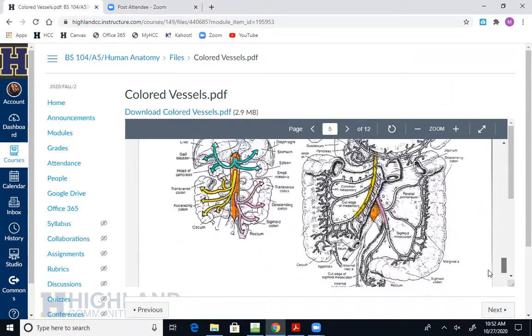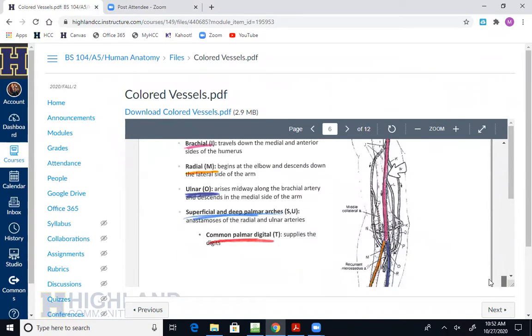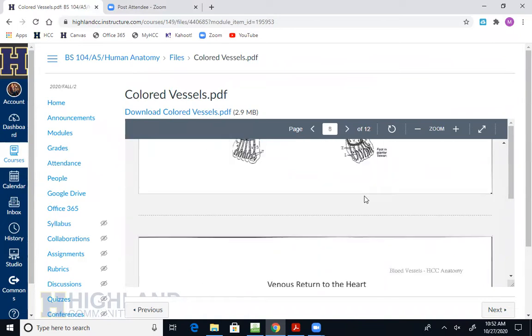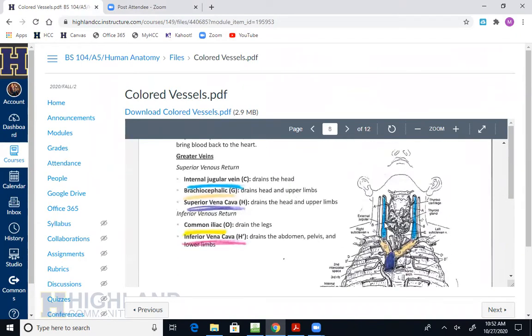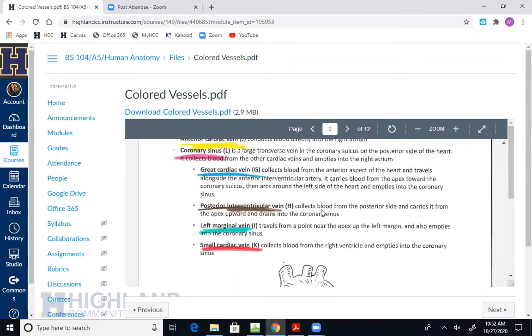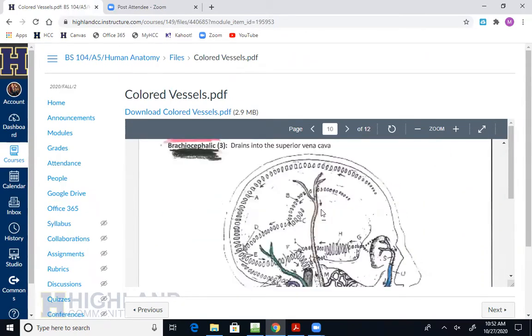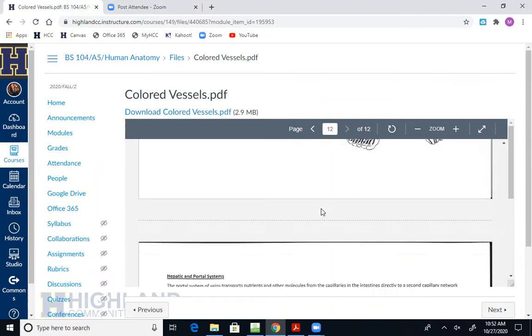We got about half, or a little over half of the coloring done. So that's good. We got all the arteries done. All you have left are the veins. Hopefully it's nothing too crazy for you to go through and color them and identify them on your own.